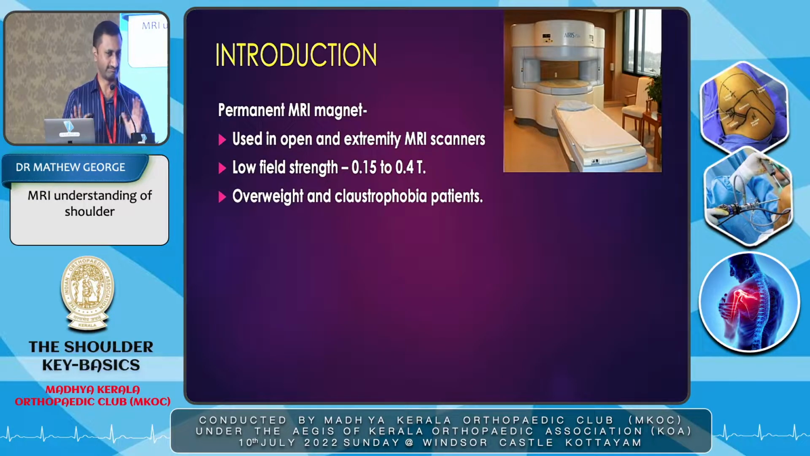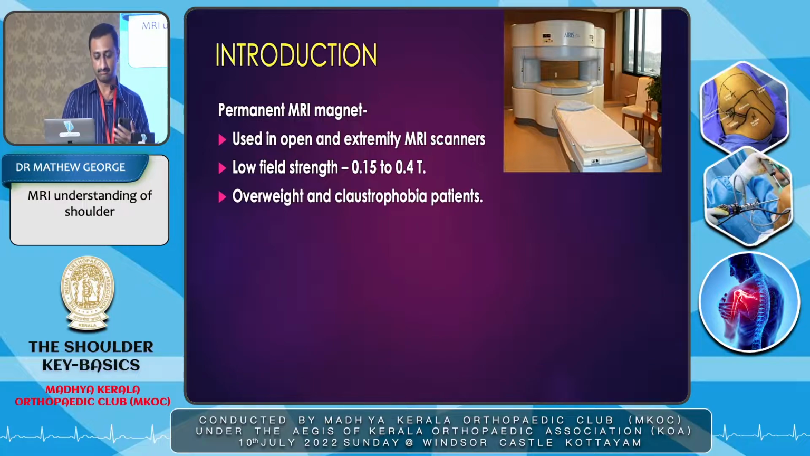So the basics first. When you order an MRI, you won't see this part; you only see the images. There are different types of MRI machines, and we use different magnets. One of them is the permanent MRI magnet, which is used in the open and extremity MRI scanners. These are low field strength magnets, and they range from 0.15 to 0.4 Tesla units.